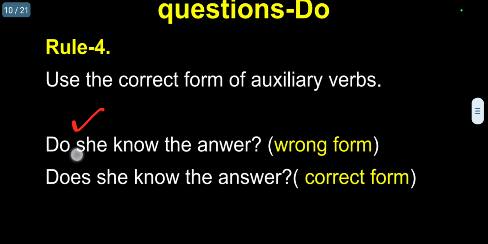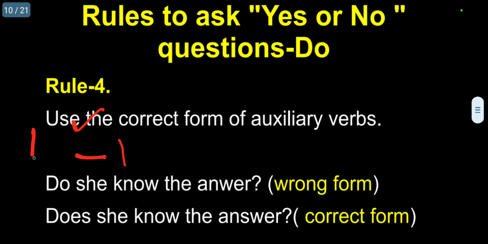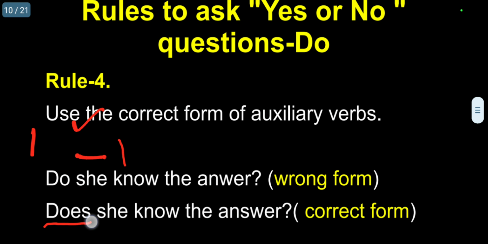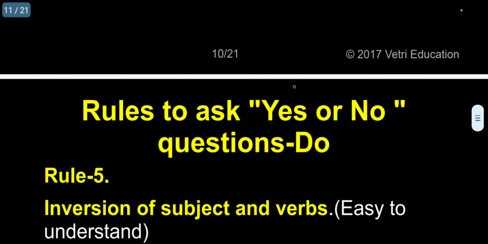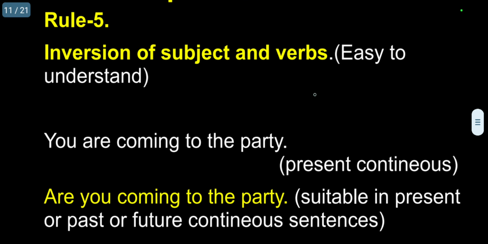Is it the question? So when we are using "she", you know it is the personal pronoun, third person singular: he, she, it. So when there is third person singular, we should not use "do", we have to use only "does". So what we have to do now: Does she know the answer? That is the correct form. Kindly follow. Rule 5, a very easy way to give you information: inversion of subject and verb. To give an answer, you must learn this technique.